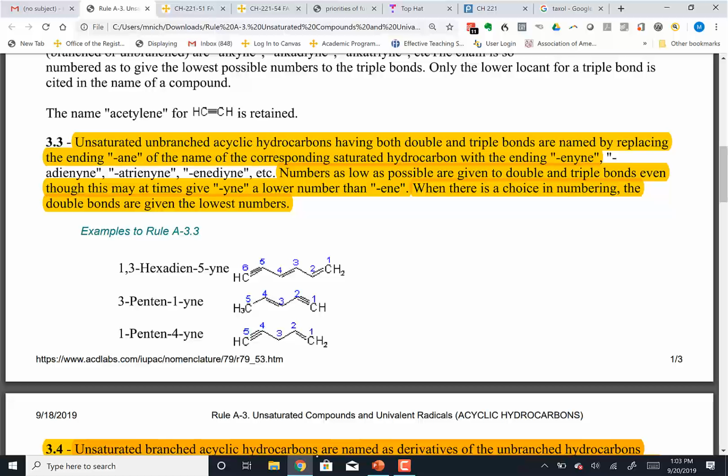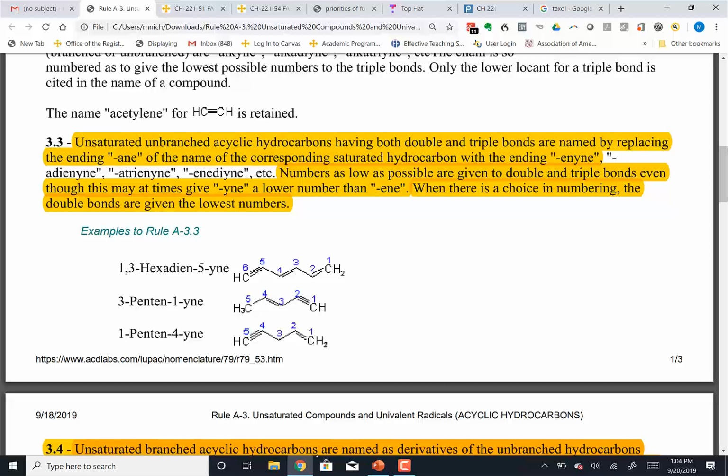Numbers as low as possible are given to the double and triple bonds, even though this may at times give yne a lower number than ene. And the way I read that sentence is they're intending that the ene gets the lowest number, but it's really what the book says, whoever is closest to the end. So whatever group, triple or double bond, is closest to the end, that's where we're going to start the numbering scheme. So they give the permission to go from either end. But I think their intent was double bond, but sometimes the yne will have a lower number.